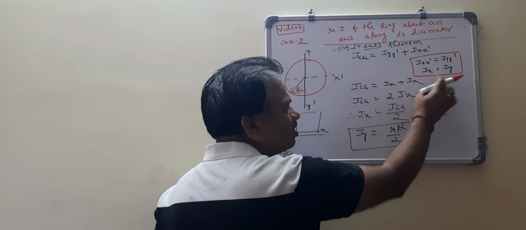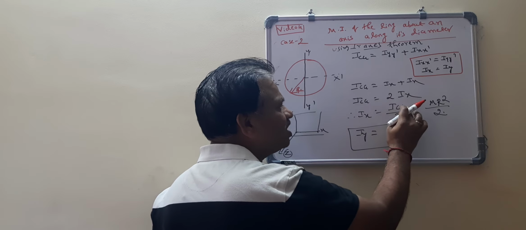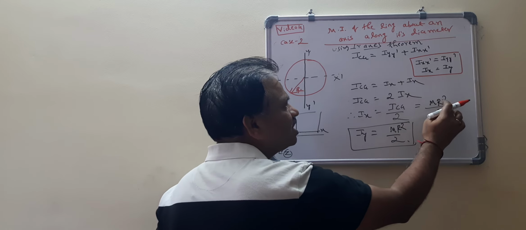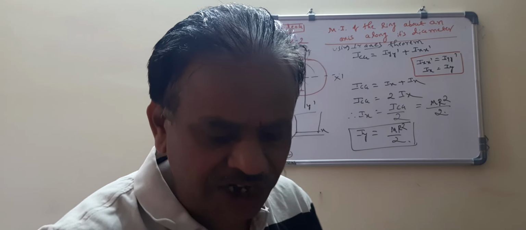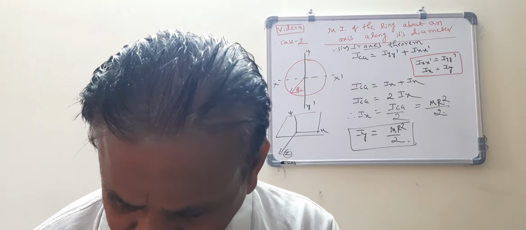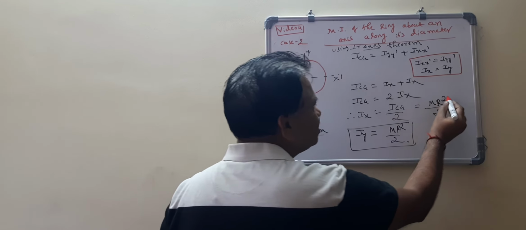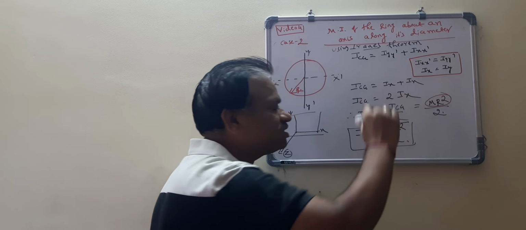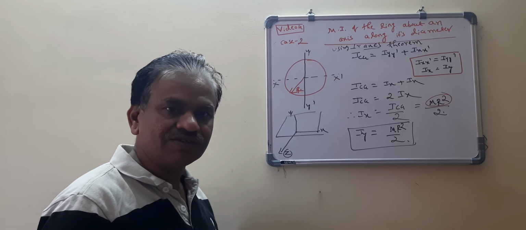Since Ix equals Iy, Ic is equal to 2I. Therefore, Ix equals ICZ by 2. Here, ICZ equals mr square in the previous derivation, the moment of inertia of the ring about an axis passing through its center. Just I calculated, it is mr square, divided by 2. I think you understand this.